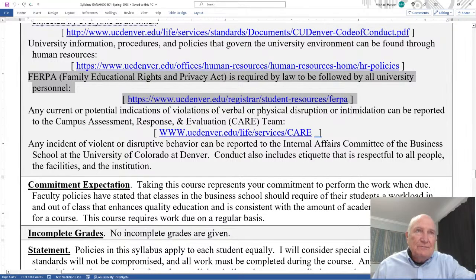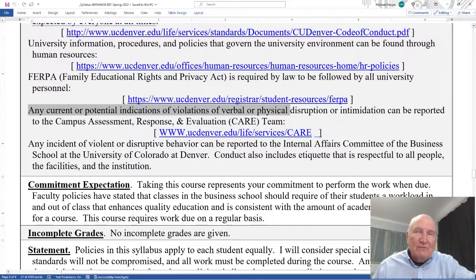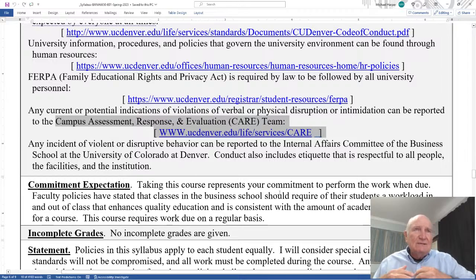Any current or potential indications of violations of verbal or physical disruption or intimidation can be reported to the Campus Assessment Response and Evaluation Team. That's the CARE team. Notice what it says. It's assessing what's happening. It doesn't come in. It's not a police or anything. It's not policing anything. It's assessing. It's responding. It's evaluating. It's helping.